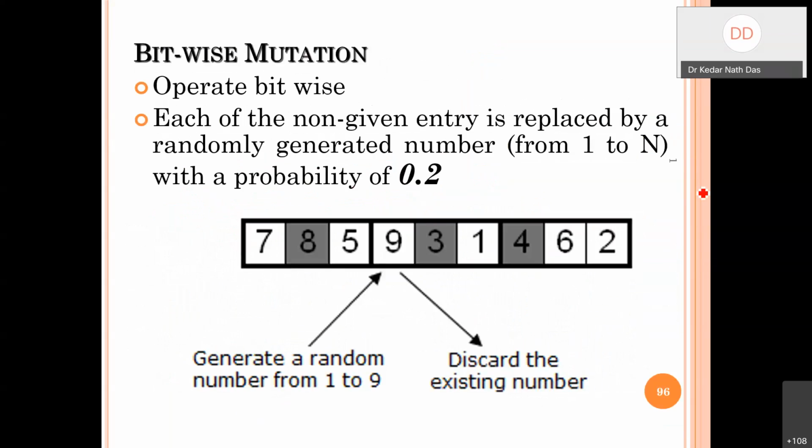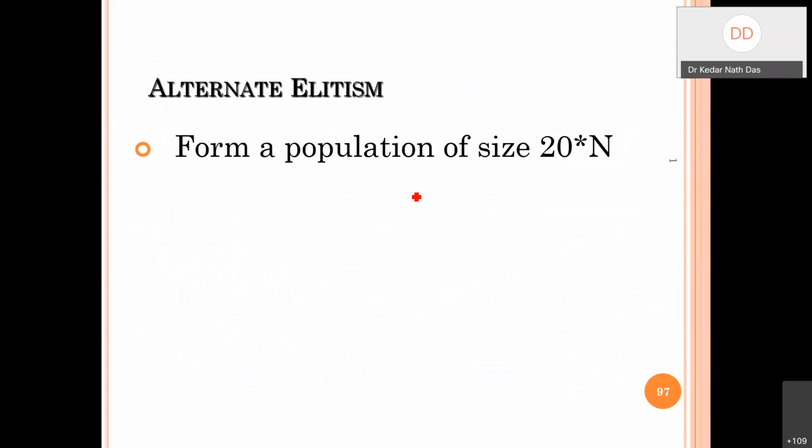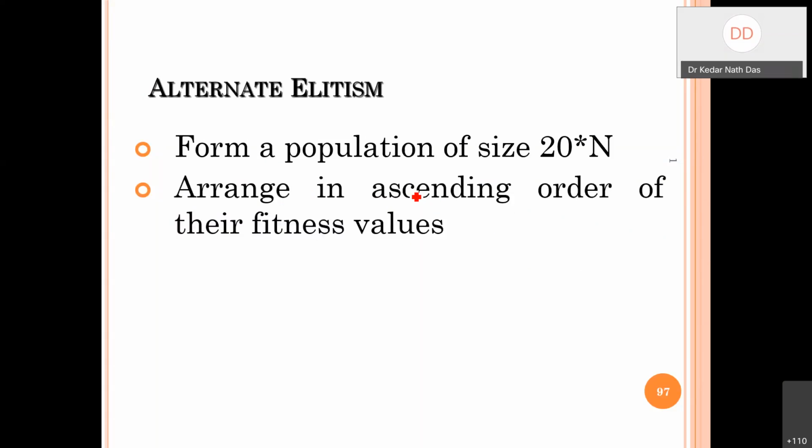Similarly, there is a mutation concept called bitwise mutation. Any arbitrary non-given entry will be discarded and again inserted by a number from 1 to 9, just to make an arbitrary change, a small contribution in the population. The probability of mutation has been taken as 0.2. There is another concept called alternate allelism, where the population before and after the cycle are merged together, and after sorting, the strings are picked up alternately. It's called alternate allelism, which works better there.